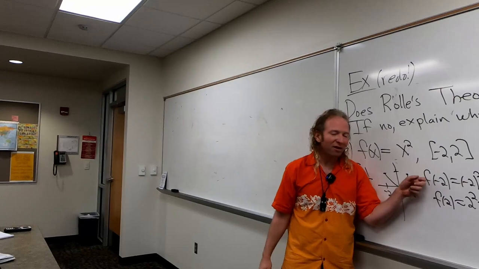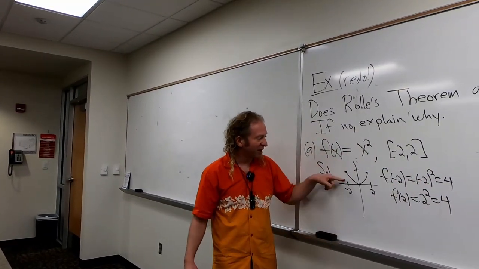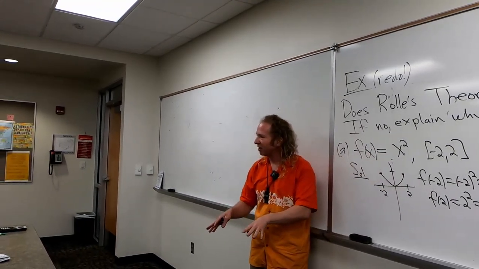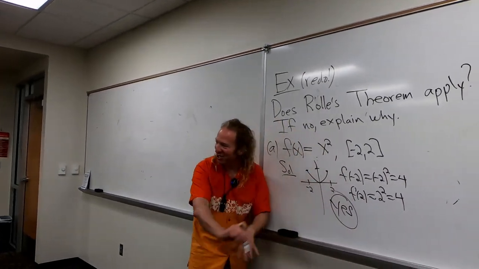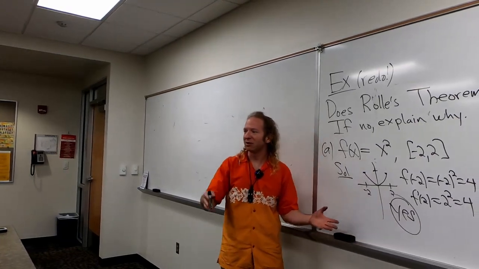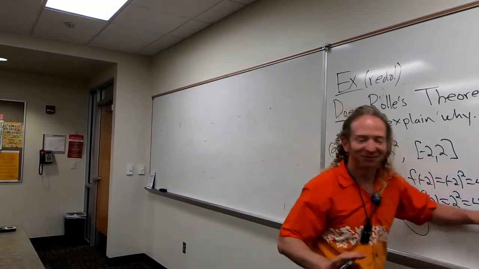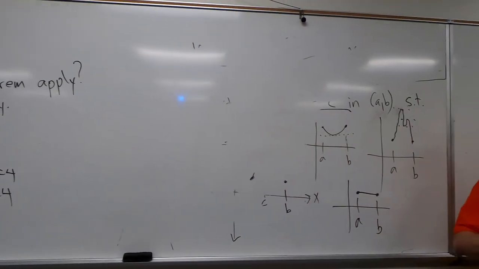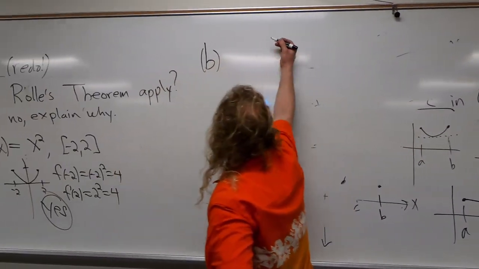So bad. So f of negative 2 is 4. F of 2 is 4. So f of A is equal to f of B. It's continuous. It's differentiable. So on a test, all I expect is the word yes. That's it. Because if I ask you to justify, then it's like what Austin was saying, how much is enough? So just the bare minimum, yes. If it's yes, just say yes. Okay, B.